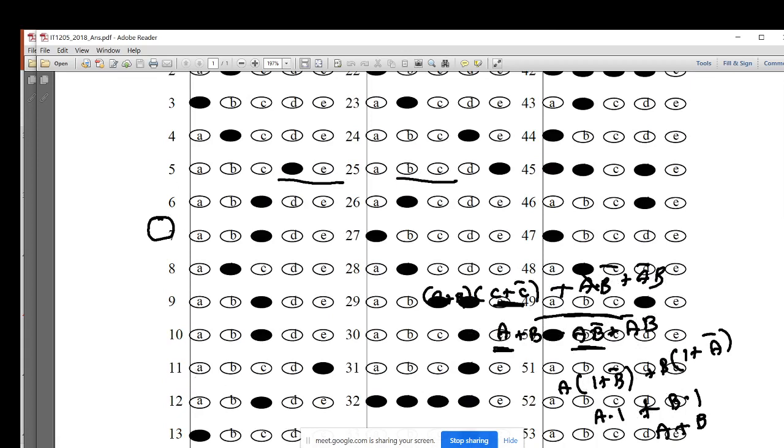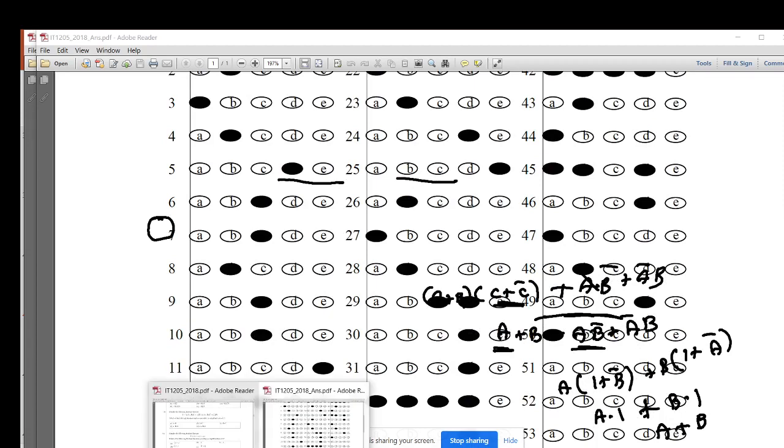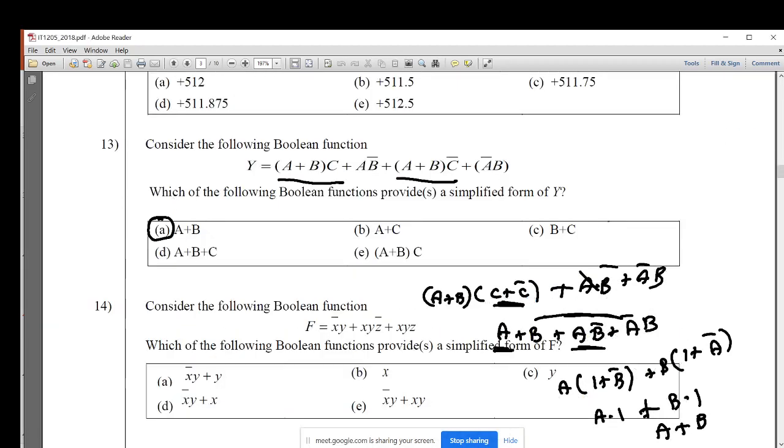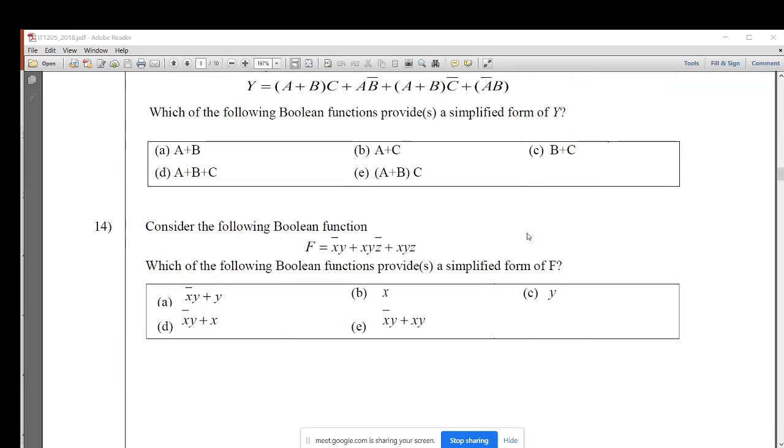So the answer is A. Yes, answer is A. Right. So I hope you got it. If you have any questions, you can ask. Now let's look at the second one.